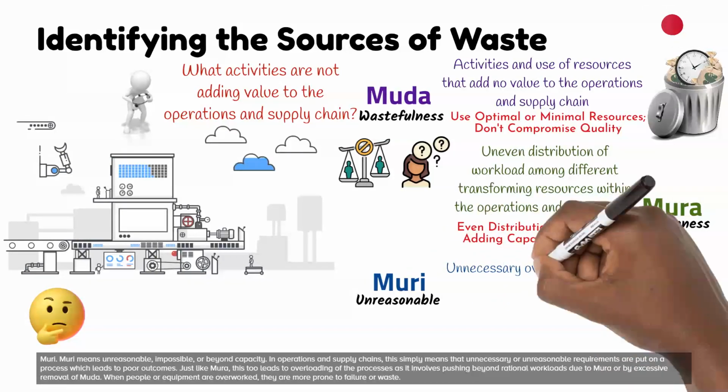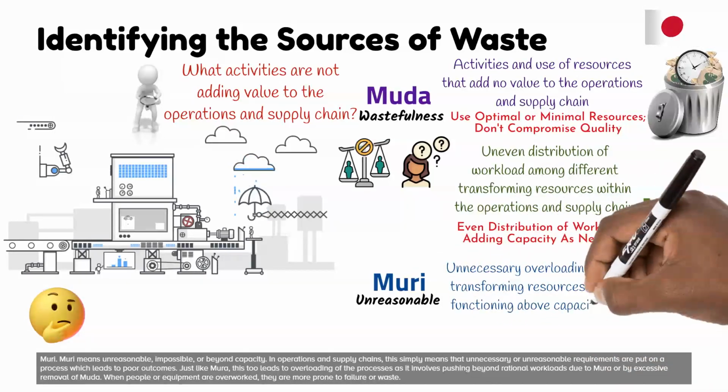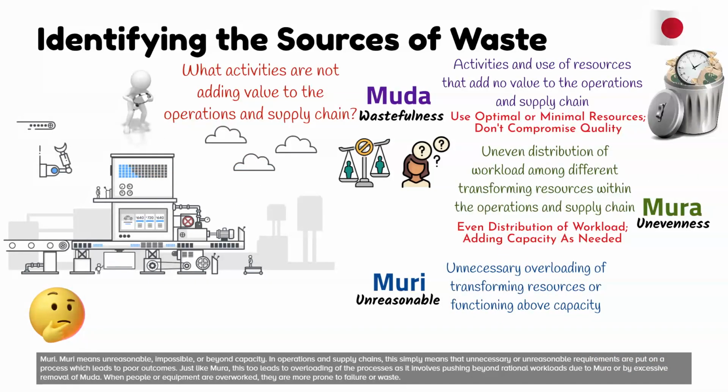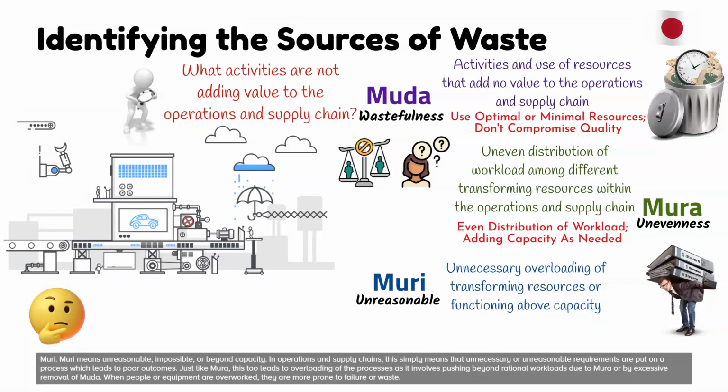In operations and supply chains, this simply means that unnecessary or unreasonable requirements are put on a process which leads to poor outcomes. Just like mura, this too leads to overloading of the processes as it involves pushing beyond rational workloads due to mura or by excessive removal of muda. When people or equipment are overworked, they are more prone to failure or waste.